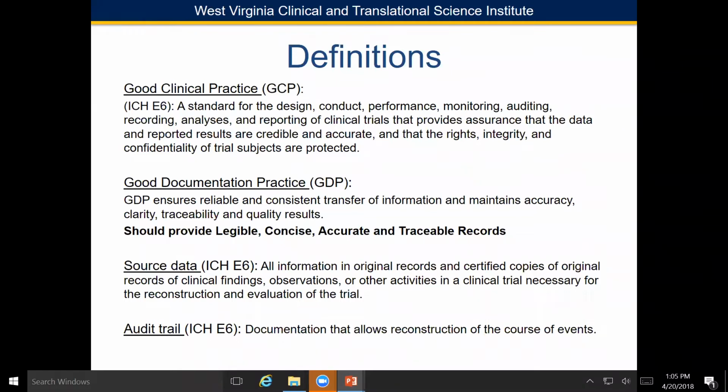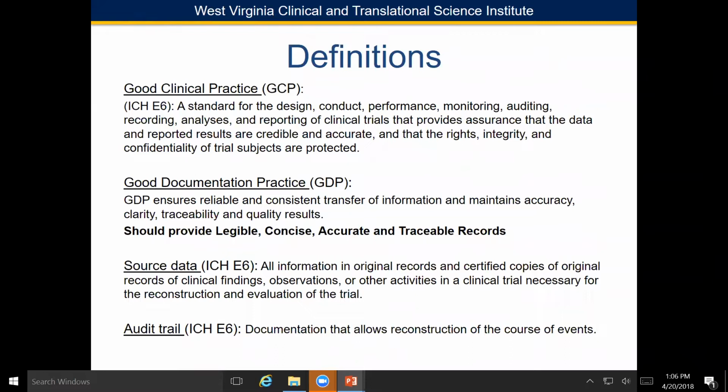Now in relation to good documentation practice, the GDPs ensure reliable and consistent transfer of information and maintain accuracy, clarity, traceability, and quality results. So this should enable you to provide legible, concise, accurate, and traceable records.